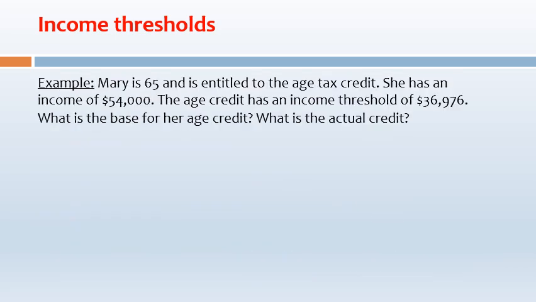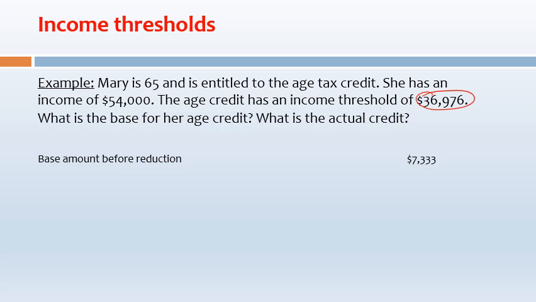Here we go with our fun example. We've got Mary again. Here's the narrative. She's entitled to the age credit. She must be 65 or older, and she has an income of 54 grand. For the current year, the age tax credit has an income threshold of this amount listed here, meaning as soon as Mary starts to earn dollars in excess of that amount of income, her tax credit is going to start to be reduced. So we need to figure out the base for the age credit, and then we'll figure out what the actual credit is after that.